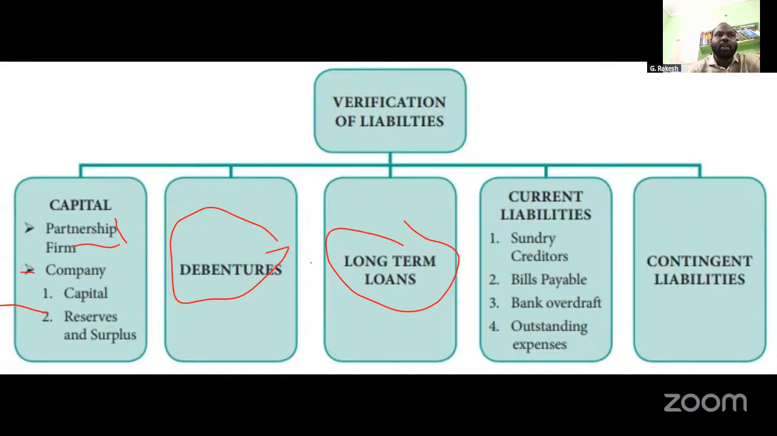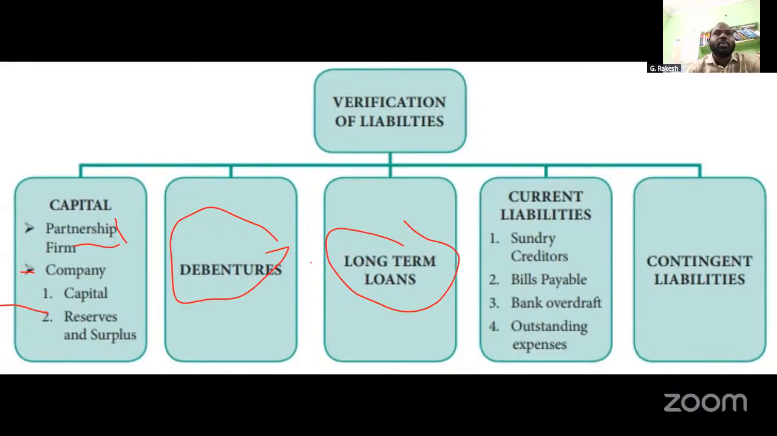While verifying the loan, the auditor has to verify the loan agreement. He has to inquire into the purpose of the loan. He has to examine the borrowing powers and the disclosure in the balance sheet. And he has to obtain a confirmation letter. So these are the records he has to verify in the accounting process for the verification of auditing.